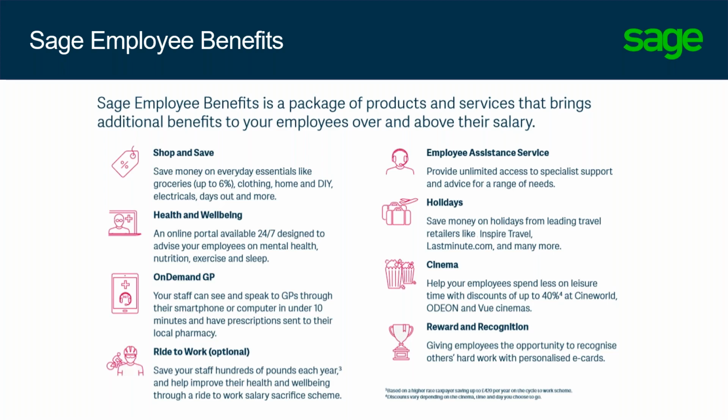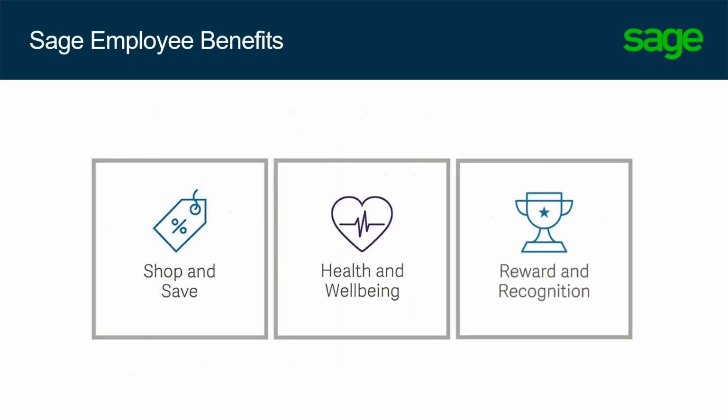And you can break these areas down into 3 key areas just to simplify Sage Employee Benefits a little bit. So you've got shop and save, health and well-being, and also reward and recognition. So we're going to go through these and tell you a little bit about them. Let's start off with some screenshots, just to give you an idea of what the mobile app looks like, and obviously how easy it is to use. And I will share a little video of me actually using the mobile app in just a few moments as well.